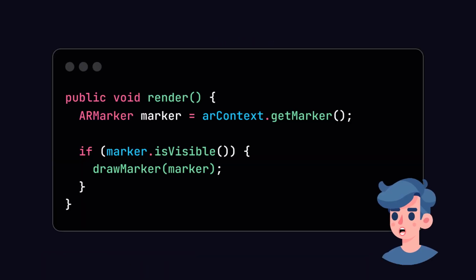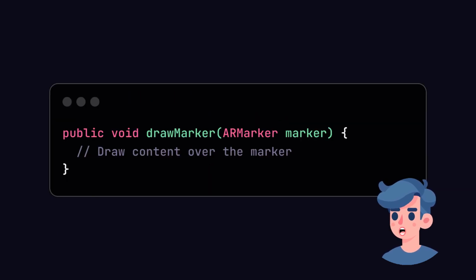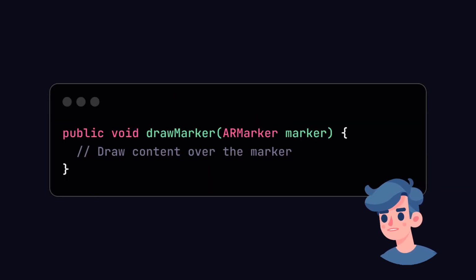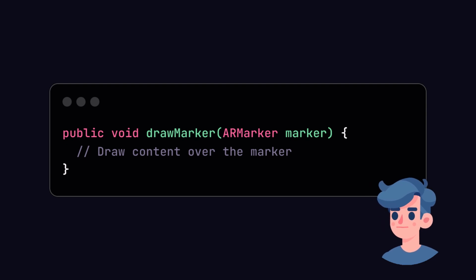Now, let's implement the rendering of an AR marker. A marker is a physical object that your AR application recognizes. In this example, we'll use a simple square marker. In the render method, we obtain the current marker from the AR context. If the marker is visible, we call a method drawMarker, which we will define next to display our AR content.